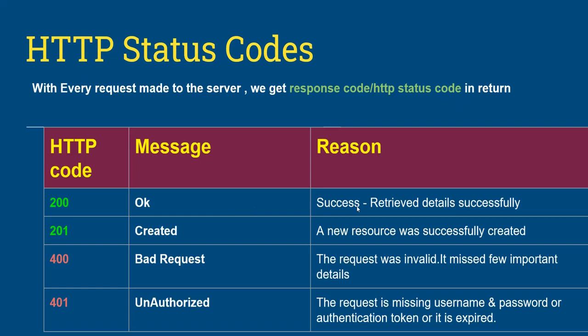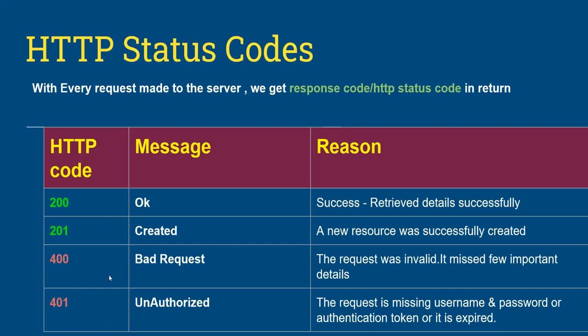200 means okay. Whenever we are retrieving existing details successfully, it will show you 200 as the HTTP code, and okay is the status message. And whenever we are creating a new resource by using the post method, it should respond with 201, which is successfully created. So these two are the success codes.